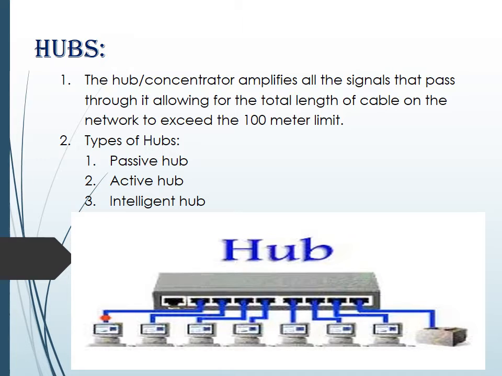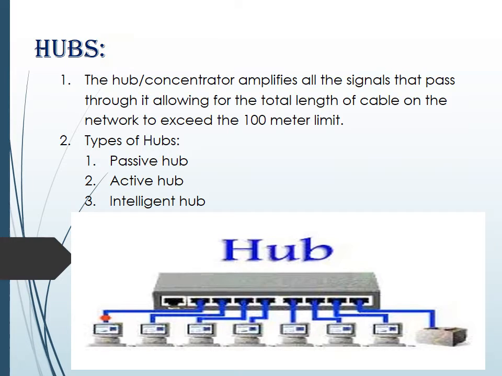The second type of hub is the active hub. They are like passive hubs but have electronic components for regeneration and amplification of signals. By using an active hub, the distance between devices can be increased. An active hub is equivalent to a multi-point repeater. The main drawback of an active hub is that it amplifies noise along with the signals.